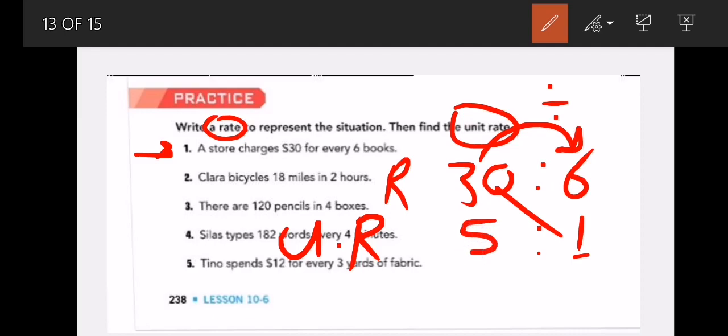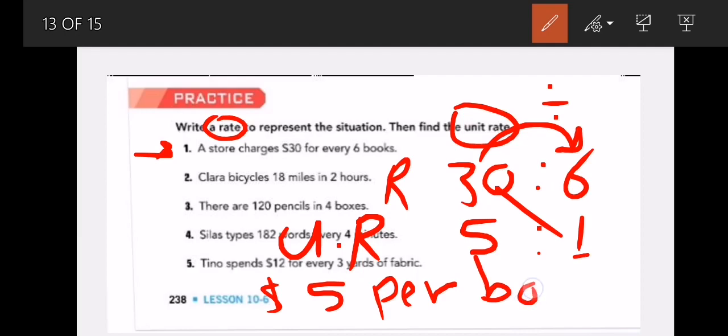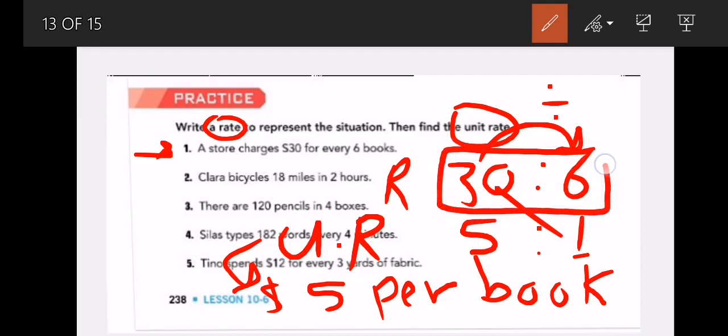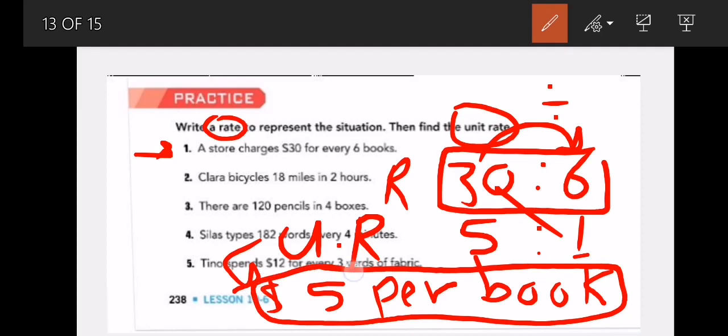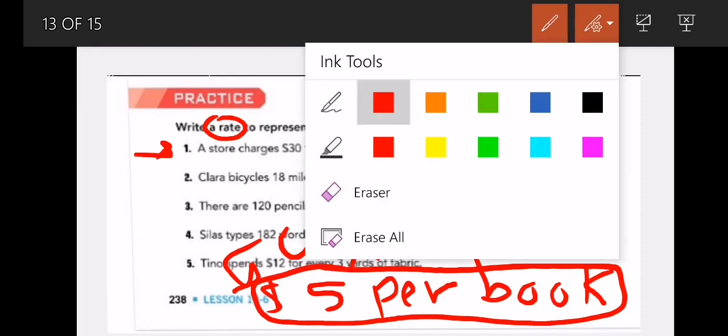So how can I write it? It will be $5 per 1 book. It means per book. This is my unit rate. So my answer is the rate is 30 to 6 and the unit rate is $5 per book. Here it is, my answer. Let's see another one.